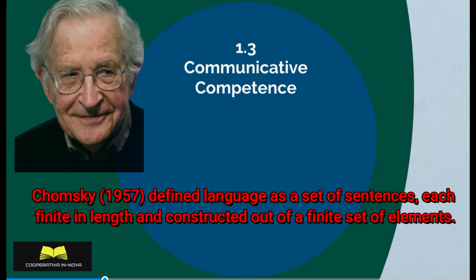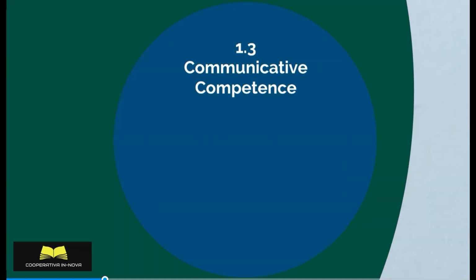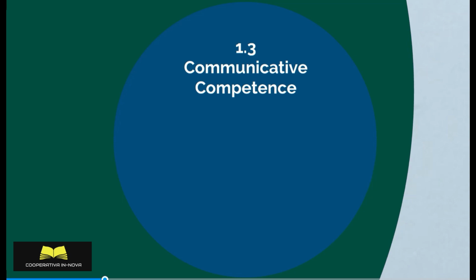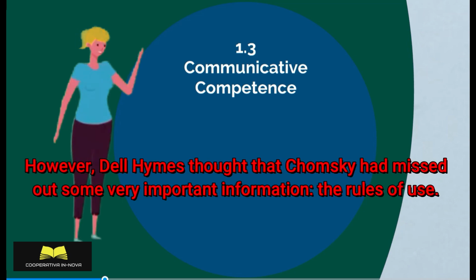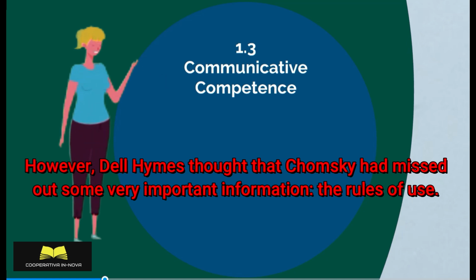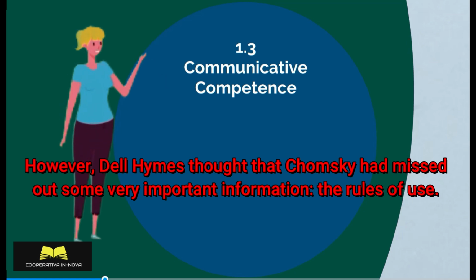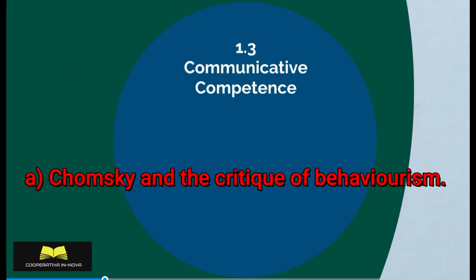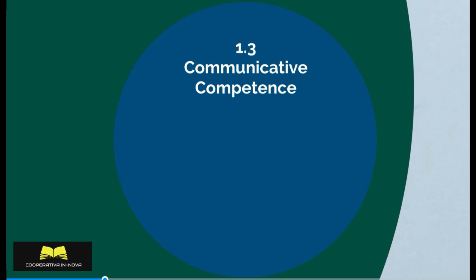Chomsky, 1957, defined language as a set of sentences, each finite in length and constructed out of a finite set of elements. An able speaker has a subconscious knowledge of the grammar rules of his language, which allows him to make sentences in that language. However, Hymes thought that Chomsky had missed out some very important information: the rules of use. A. Chomsky and the critique of behaviorism.